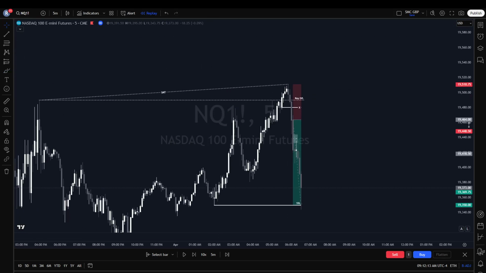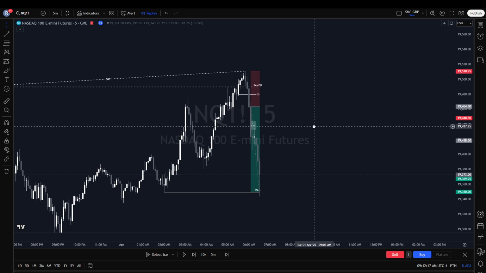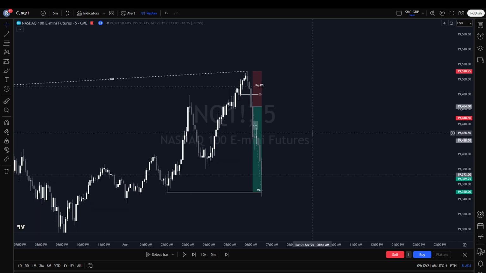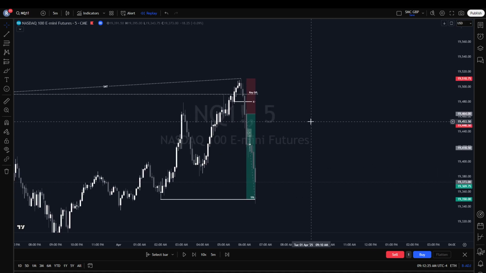Today we're going to be going over our trade recap for NQ. We caught over 115 points with pretty much zero drawdown before the market even opened. Crazy, right? And this is using my 87% win rate three-step distribution model.